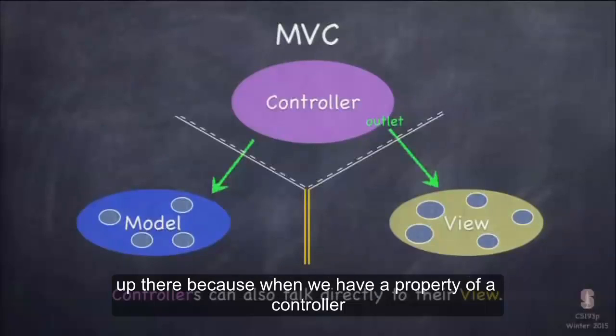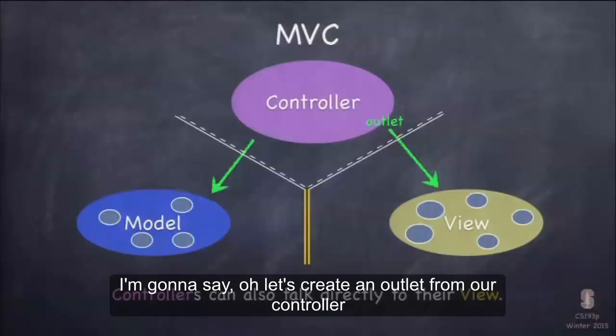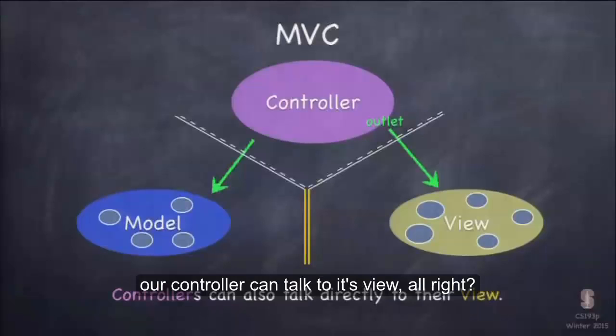I've put that little green word outlet up there because when we have a property of a controller that points into the view, we call it an outlet. And you're going to see that in the demo on Wednesday. I'm going to say, oh, let's create an outlet from our controller to our view so our controller can talk to its view.